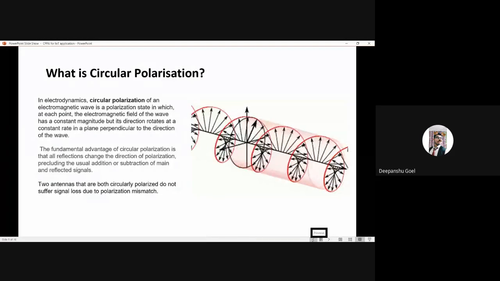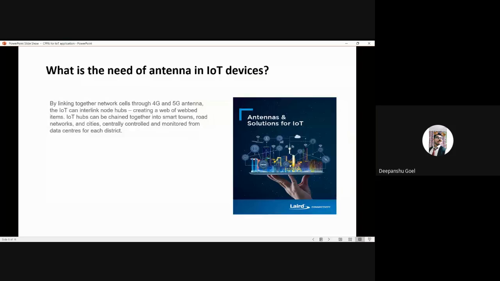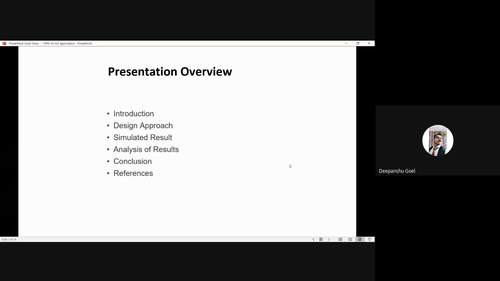Ma'am, I'm Dipanshu Goyal, presenting my paper on circular polarized patch antenna for IoT application. I have Ayush Gupta, Professor Sumanta Kundu, sir, and Professor Pramod Singhal, sir, as my co-authors. I represent my institution, Maharaja Agrasen Institute of Technology, Rohini Sector 22, New Delhi. I've kept my presentation concise so I can cover my main idea. This is my presentation's main highlight topics. You can check.